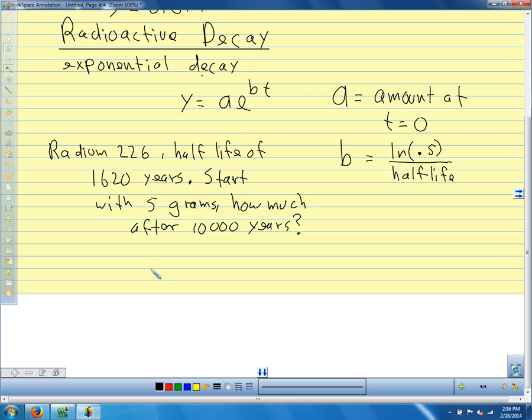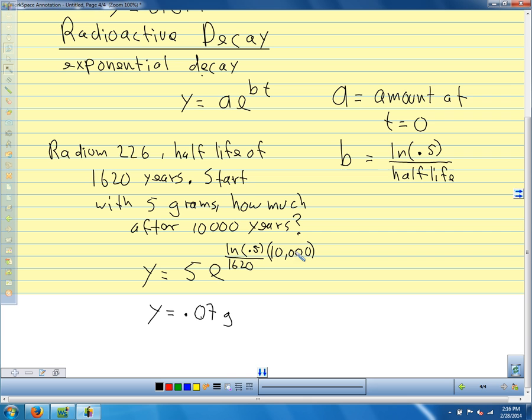But we solved this. We had the numbers for this. So we're going to say this is our radioactive decay model. We know that b is natural log of 0.5 divided by the half-life. So we can say y equals our initial amount is 5, e to the natural log of 0.5 over our half-life of 1620 times 10,000. So this whole thing is our exponent. So we're going to plug this into my calculator, calculate, and I get y equals about 0.07 grams.